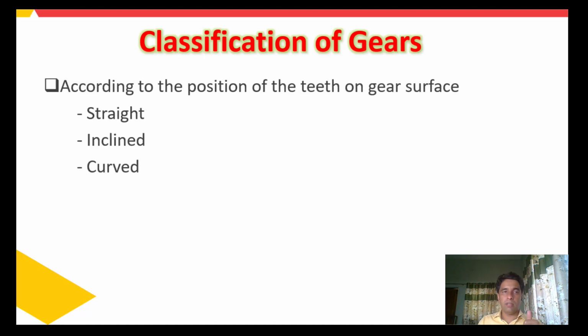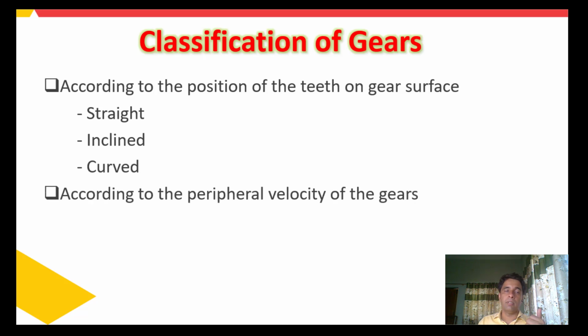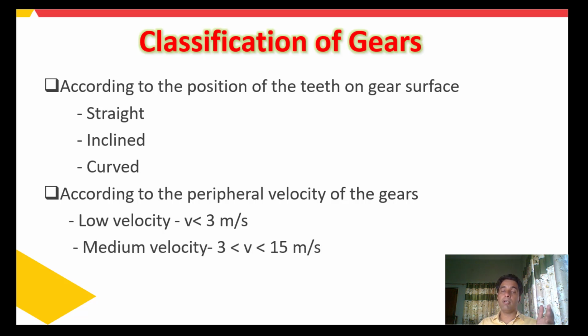And then the third category is according to the position of the teeth on the gear surface. So gear teeth can be straight, inclined, or curved. Then the next one is according to the peripheral velocity of the gears. If the peripheral velocity is less than 3 meter per second, it comes under low velocity. If the peripheral velocity is between 3 to 15, it is called medium. If the peripheral velocity is higher than 15 meter per second, then it is high velocity.